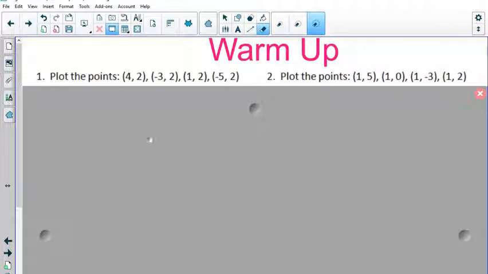The first thing I would like you to do is take some time and plot these points. So I'd like you to plot the points (4, 2), (-3, 2), (1, 2), and (-5, 2). And when you're finished, I'd like you to plot the points (1, 5), (1, 0), (1, -3), and (1, 2). So go ahead and do that now.